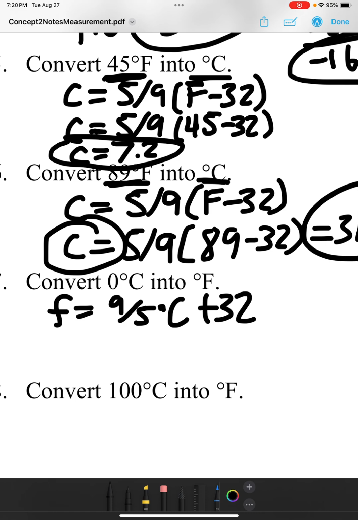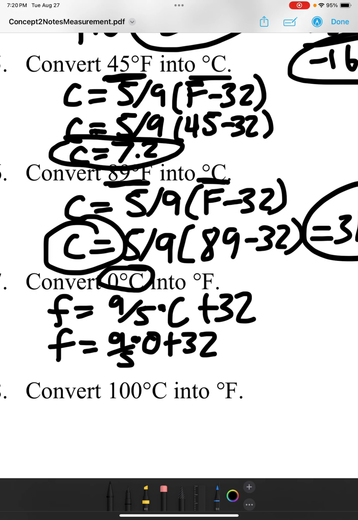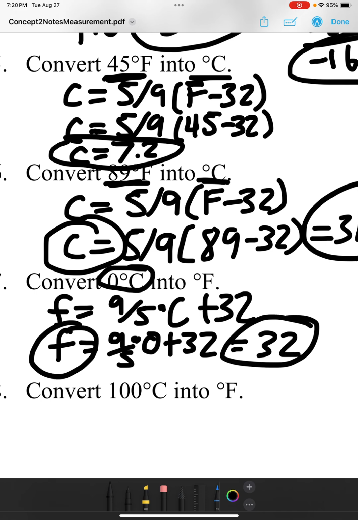So then, since they give it to us as 0 degrees Celsius, we're going to take that formula and plug the 0 in for C because it's 0 degrees Celsius. And we need to put a times sign in there to preserve that multiplication when we substitute that in. So 9/5 times 0, anything times 0 is just 0. And 0 plus 32 is just going to give us 32. So 0 degrees Celsius is the same as 32 degrees Fahrenheit.